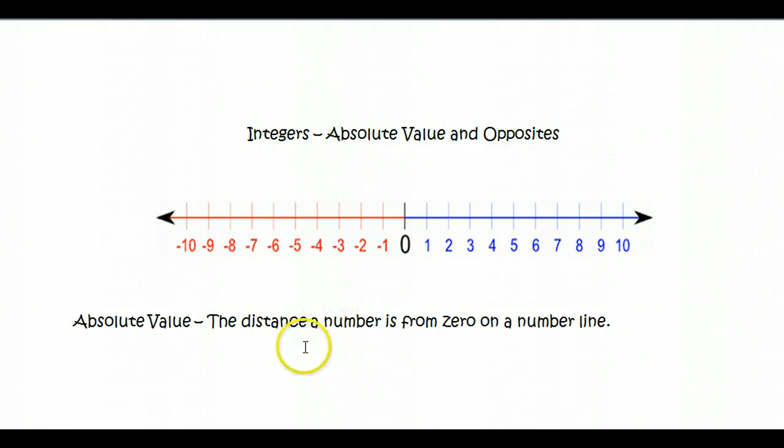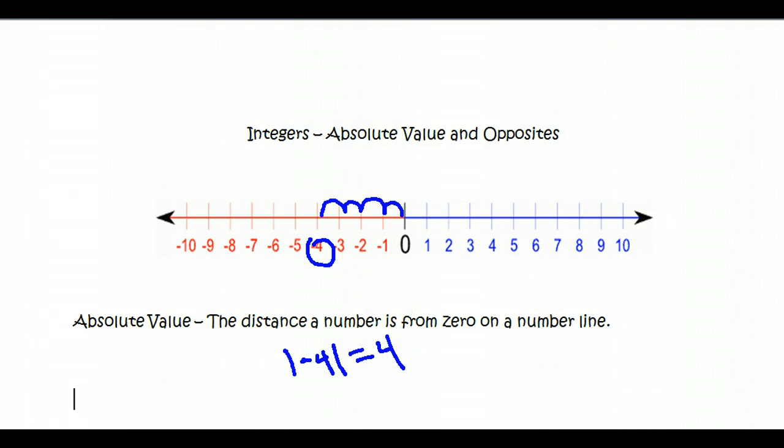All right, let's try another one. We use a symbol like this for absolute value, just two straight bars. So if I want to find, let's say, the absolute value of negative 4, I would write it like this. Absolute value of negative 4. There's negative 4. Remember, distance from 0. 1, 2, 3, 4. The absolute value of negative 4 is positive 4.